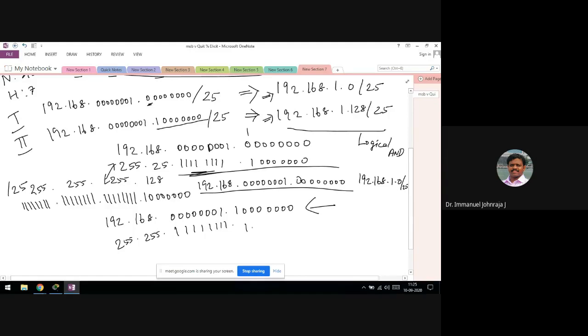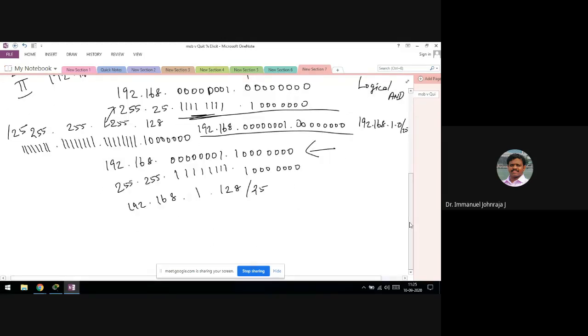1111 dot 10000000. So what will be my answer? It's going to be 192.168 dot. This is going to be 10 in decimal, and this is going to be 128 in decimal. Mask is /25. Could you visualize that we have got two network addresses, because this is one of the network addresses and this is another network address we have got.